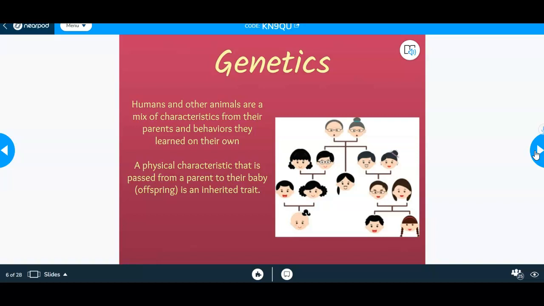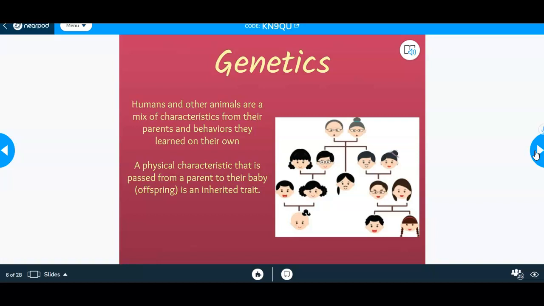Humans, animals, plants are a mix of their parents. Behaviors we typically learn on our own. So those of us that talk a whole lot in class doesn't necessarily mean that your parents talk a whole lot. They may, but that's who you are.